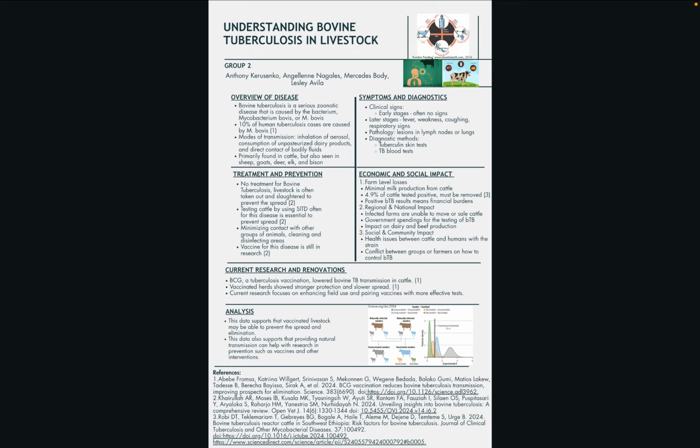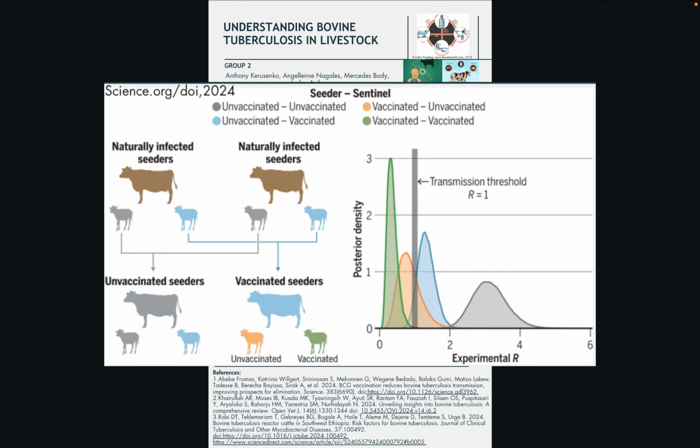Researchers are now focusing on how to use these vaccines more efficiently in the field. They're also working on tests that will work well with vaccination programs so herds can stay protected and be monitored for infection. For the analysis, as you can see in the diagram, it says naturally infected, and on the other side, naturally infected, unvaccinated, and then vaccinated. This data supports that vaccinated livestock may be able to prevent the spread. This data also supports that providing natural transmission can help with research and prevention, such as vaccines and other interventions.